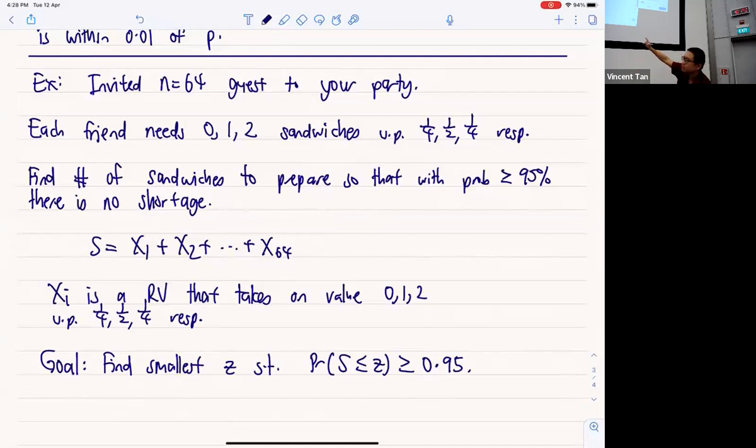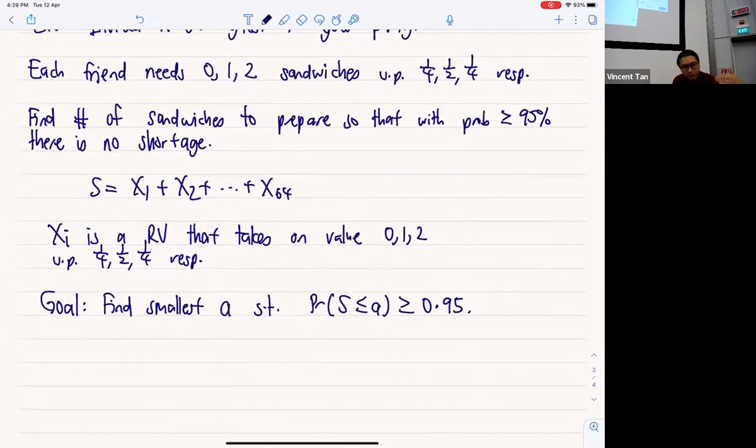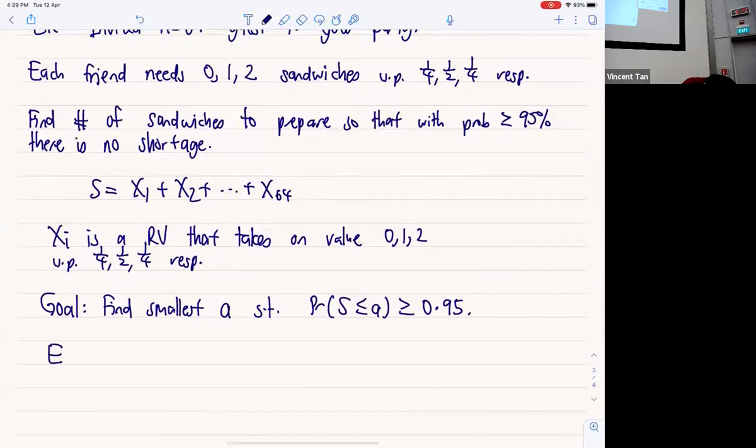So we are going to use the central limit theorem to estimate this. Because the book uses Z for something else, let me use something else here. Let's call it A. So we want to find the smallest integer A, because we can only prepare an integer number of sandwiches. Okay, so let us estimate the expected value of Xi. That is 0 times a quarter plus 1 times half plus 2 times quarter. So what is this? Half plus half, which is 1.